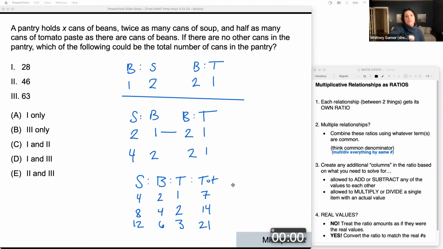It has to be a multiple of 7. Exactly right. It has to be a multiple of 7, and that's the only restriction. I can keep moving this up and up and up simply by multiplying it by anything, but that total will still stay multiples of 7. 7, 14, 21, 28. So 28 would work. 46 is not a multiple of 7, which means I'd have partial cans running around.